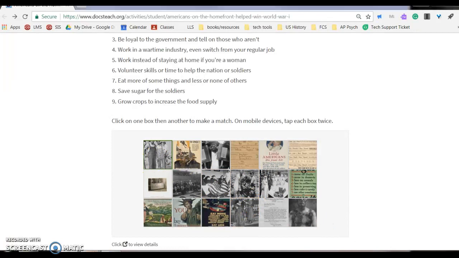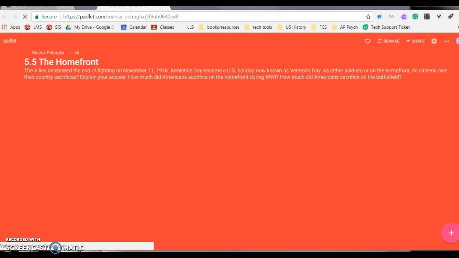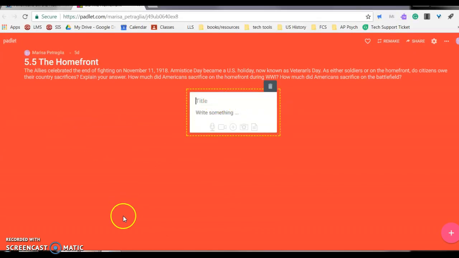And then the last thing for you to do is the home front Padlet. So read the question here and answer the question by just double clicking and beginning to type. Don't forget to put the title as your name and then answer all of the questions in the space below. So that's your assignment for today. If you have any questions, just let me know.